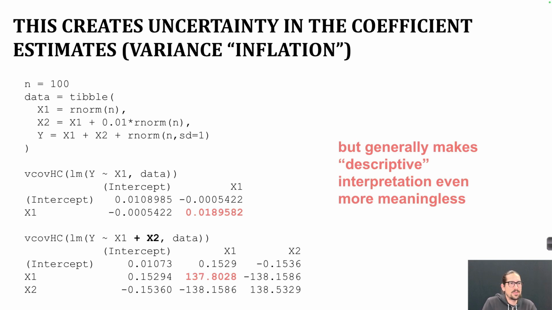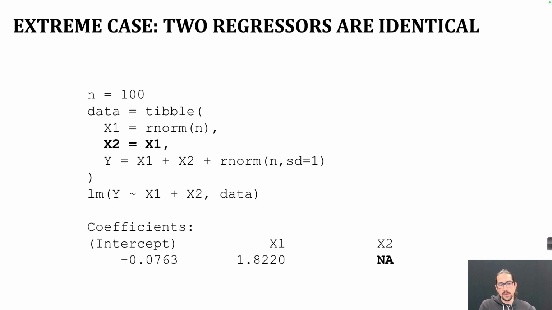And it just comes down to the fact that you don't have a clear question, so there's not a lot you can say. So here's an extreme case of this. Let's say you have two regressors that are perfectly identical.